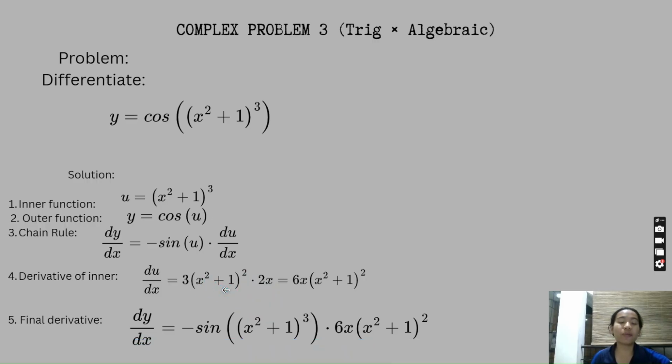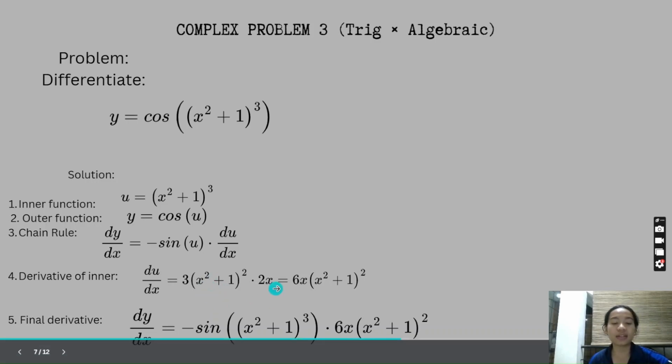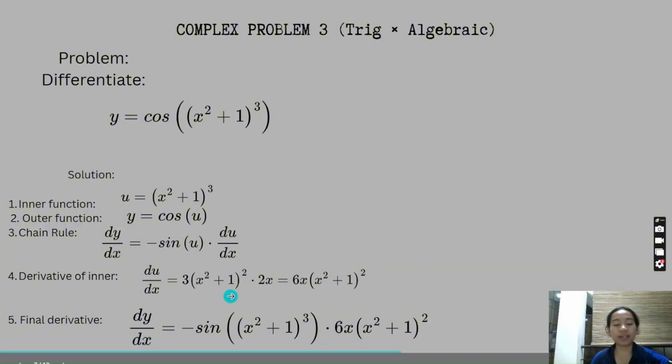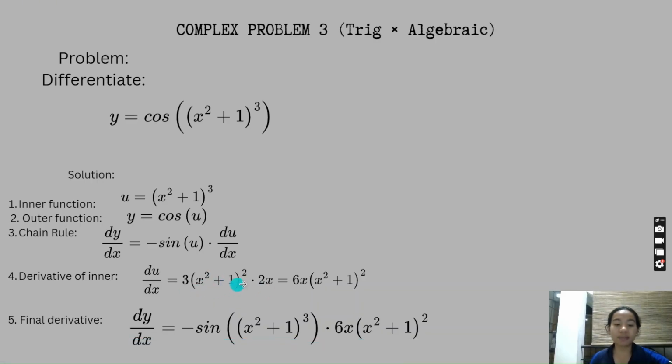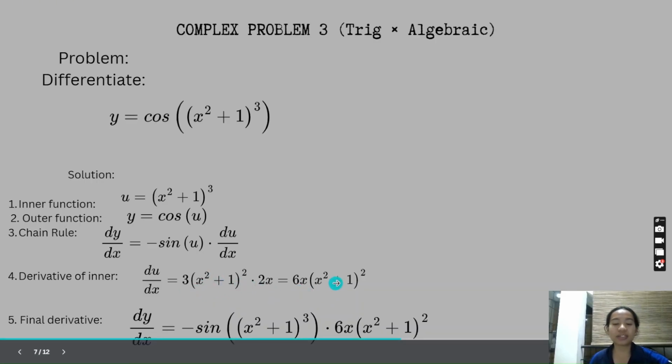Since we were not able to solve it directly because there is a power involved, before we could proceed by getting the inner derivative, we will first tackle the power rule. So the derivative of x squared plus 1 is 2x, since the derivative of 1 is 0. So by multiplying 3 times 2x, that is 6x, and then we just copied the inner function, which is x squared plus 1 to the second.